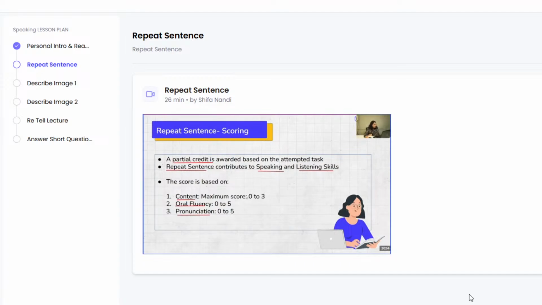Now, what about content? Well, the scoring is done on a range of 0 to 3, so 3 being the maximum score. Now, what does that mean? It means that if you are able to repeat every word and in the correct order, that means you get a maximum for your content. What about fluency and pronunciation?